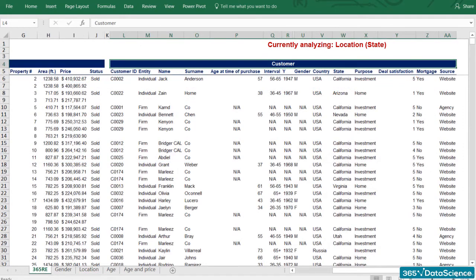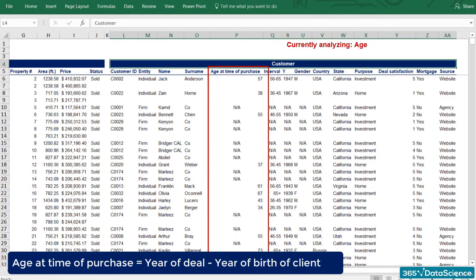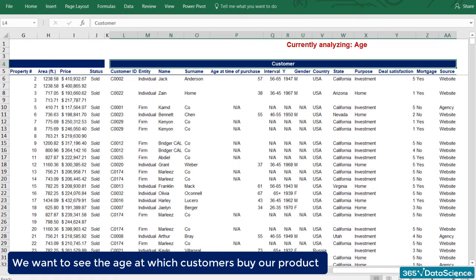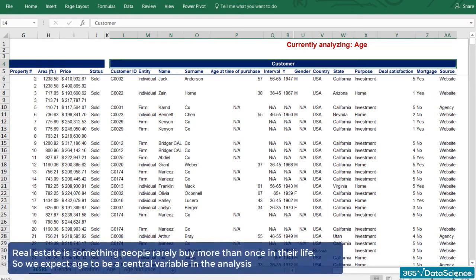Next, we want to see age. First, we have to note that age represents the age of the buyer when the deal was sealed. The formula used is the year of the deal minus the year of birth of the buyer. We are doing this because we want to see the age at which customers buy our product. Their current age is irrelevant. Moreover, real estate is something people rarely buy more than once in their life, so we expect age to be a central variable in our analysis.